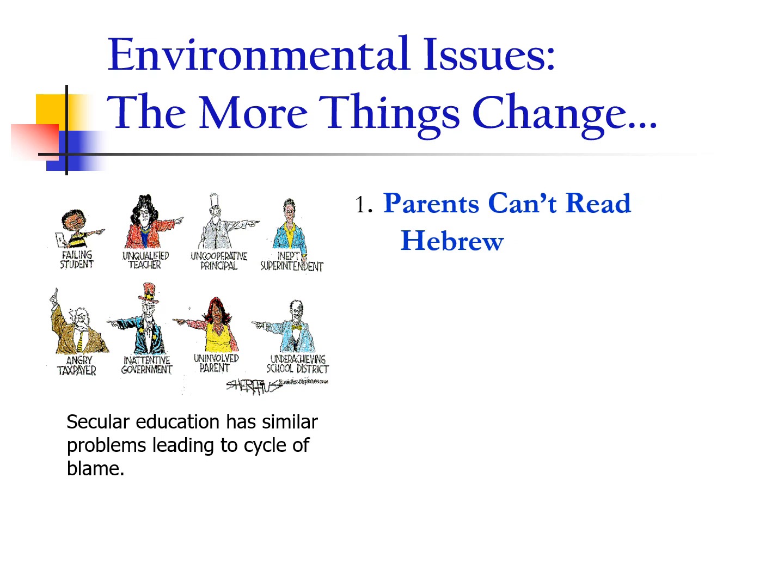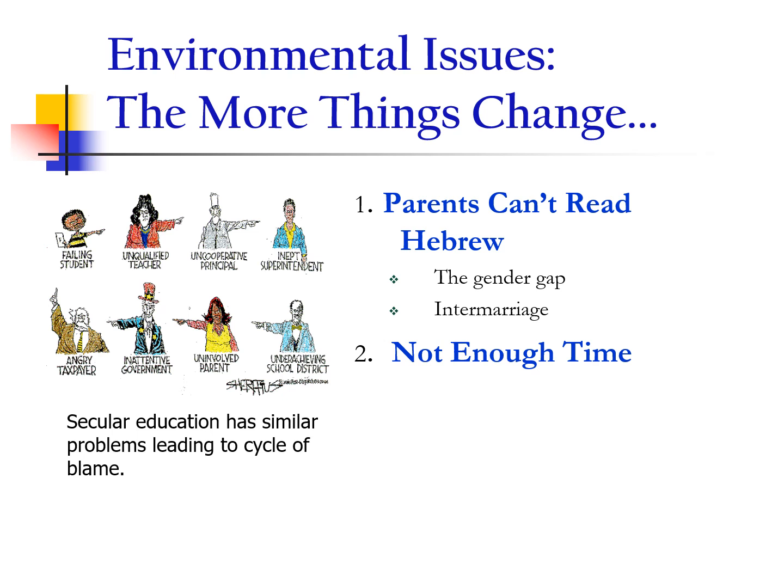So with the environmental issues, the parents can't read Hebrew. This is brought about by two things. One of them is the increasing rates of intermarriage, and also by the fact that there is a gender gap in Jewish education. That gender gap persists.